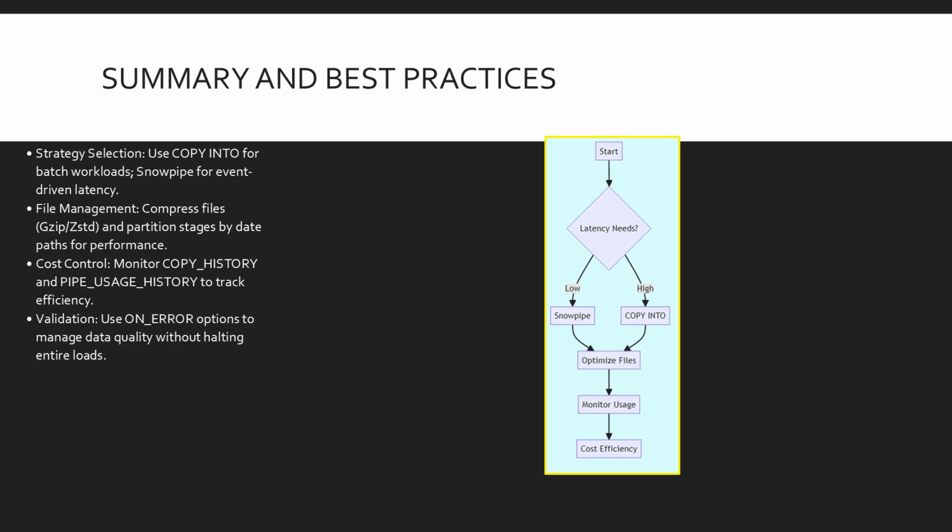This summary flow starts with identifying latency needs. If you need low latency, choose Snowpipe. For high latency tolerance batch, choose copy into. Both paths require you to optimize files, size and compression, and monitor usage to finally achieve cost efficiency.